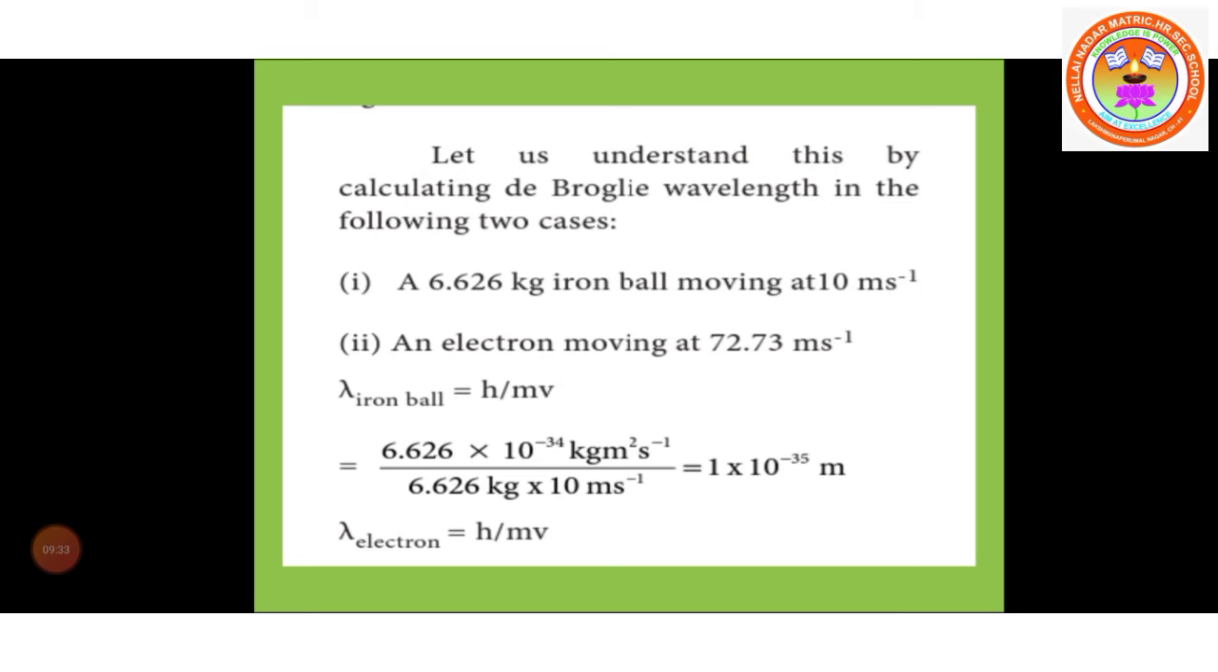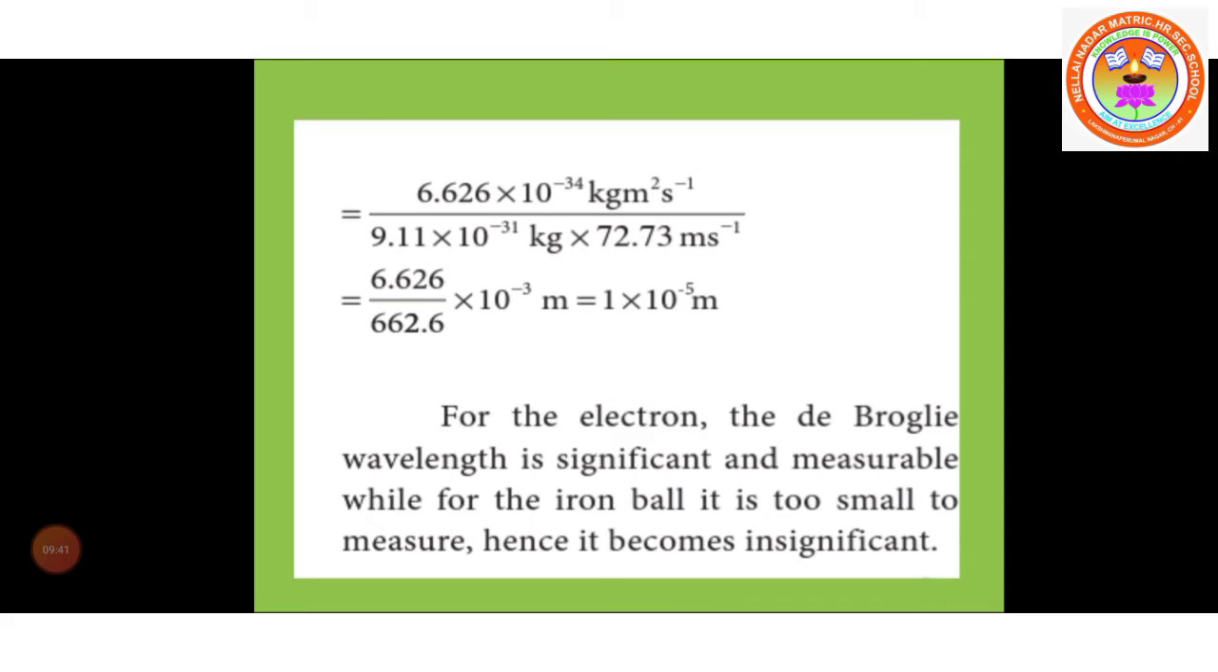In a similar way, we have to find out the wavelength of electron. So h by mv. We substitute the same Planck constant value, 6.626 × 10 to the power of minus 34 kilogram meter square per second, divided by mass of electron, 9.11 × 10 to the power of minus 31 kilogram. Then the velocity of electron is 72.73 meter per second. So you cancel out kilogram, meter square, here meter, remaining meter, and per second cancels.